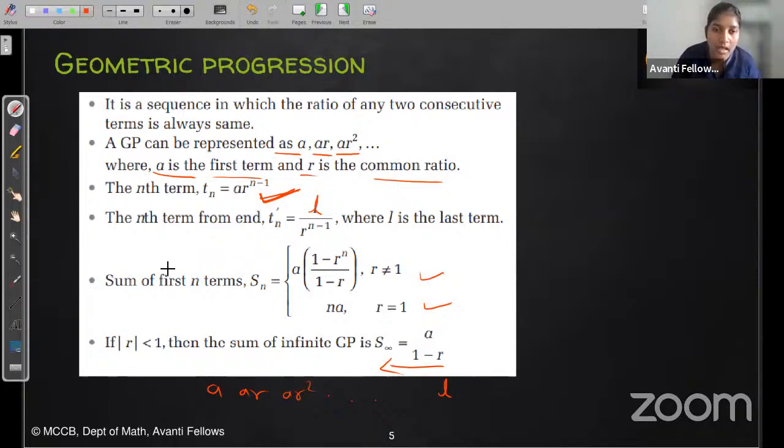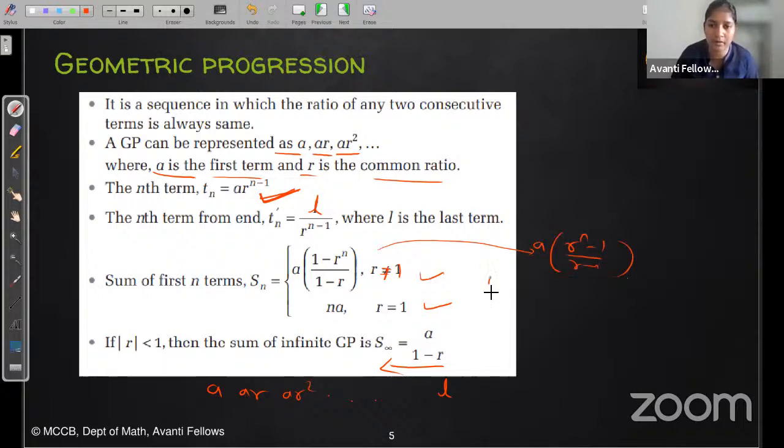Fine. And next is the sum of the first n terms. The sum of the first n terms is given by a into (1 minus r to the power n) divided by (1 minus r). Okay. When r is not equal to 1. But if r is greater than 1, we can also write this as what? a into (r to the power n minus 1) by (r minus 1).